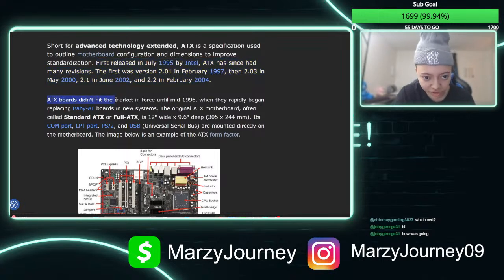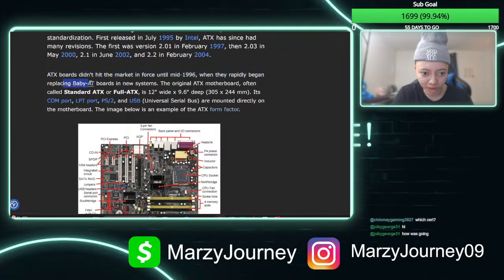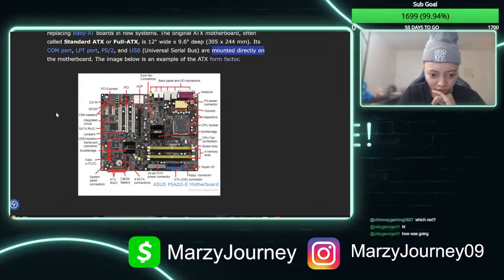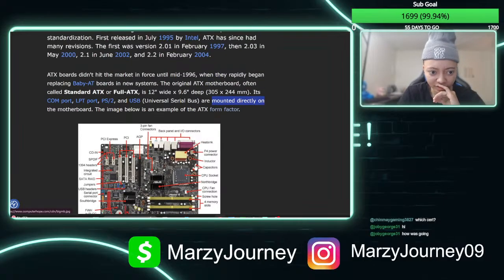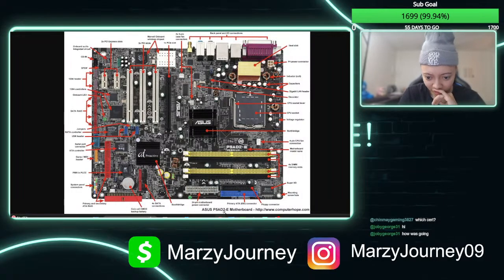So the ATX boards didn't hit the market until mid 1996, when they rapidly began replacing baby AT boards in new systems. The original ATX motherboard, often called standard ATX or full ATX, oh, I was wondering what that meant. Its COM port, LPT port, PS/2, and USB are mounted directly on the motherboard. So this is probably the older one. Or no, this is the Asus, the Asus P5. But I don't know if this is old or new. I mean, if it's Asus, it must be new.